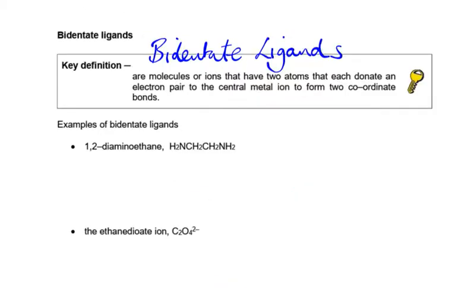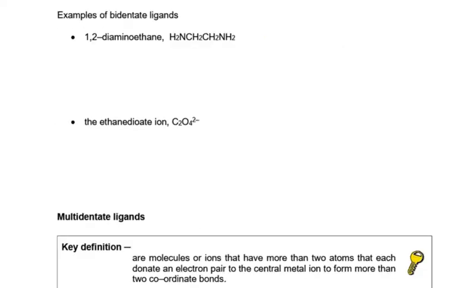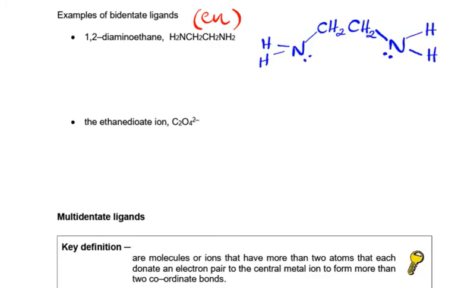Let's have a look at a couple of bidentate ligands. These are ligands which are able to form two coordinate bonds with a central metal ion. The first one, 1,2-diaminoethane, sometimes you see this abbreviated just as EN. And you can perhaps see, if I draw it out like so, with the lone pairs on the nitrogen, we can see how this will be able to form two coordinate bonds to the metal ion.